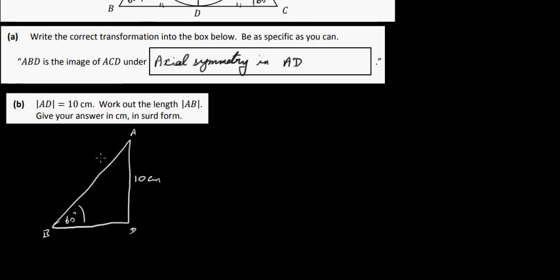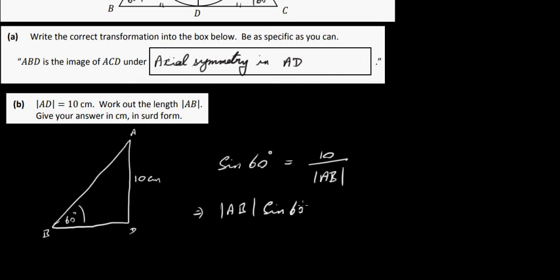So we want to work out this length here, which is the hypotenuse. We have the opposite, so the opposite over the hypotenuse is actually the sine of the angle there, which is 60 degrees, which is 10 over our distance AB. So we just multiply across by AB, so you get the distance AB times the sine of 60 degrees is equal to 10 centimeters. So that will finally give us the length AB is equal to 10 divided by the sine of 60 degrees.